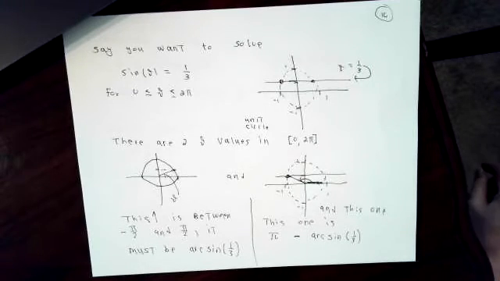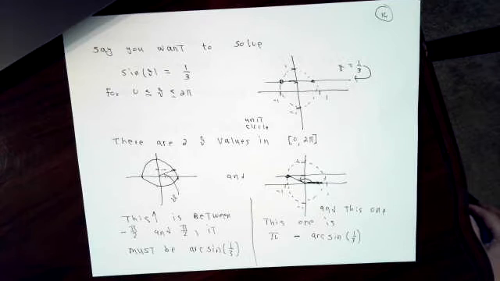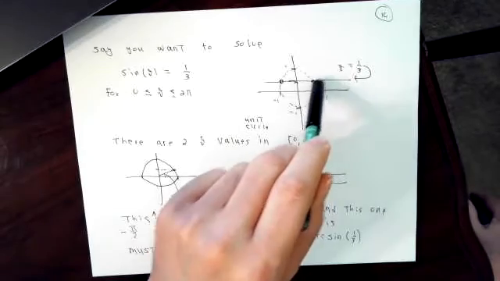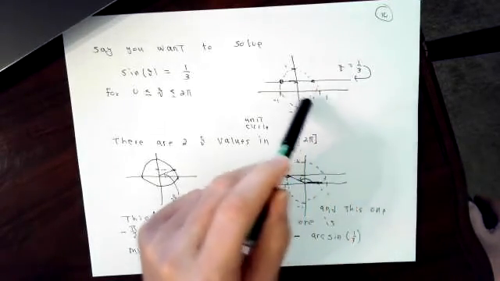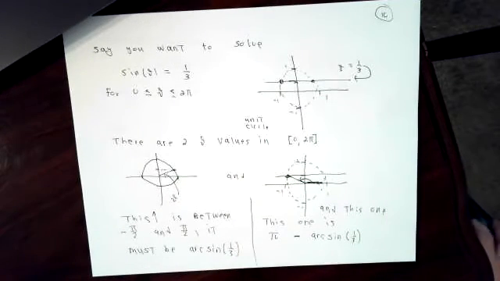Suppose you wanted to solve the equation sine of theta equals 1/3, and you were only looking for answers that were between 0 and 2 pi. What you can do is draw the unit circle, and you remember the sine of theta on the unit circle is the y coordinate. So you're looking for points on the unit circle that have y coordinate equal to 1/3. So one such angle will be there, and another such angle will be there.